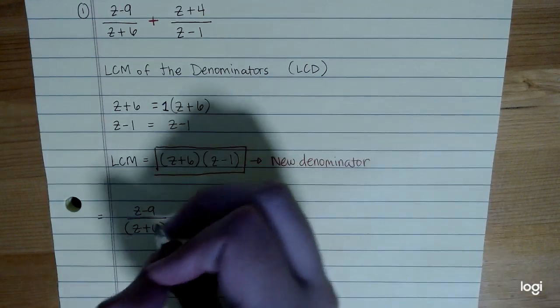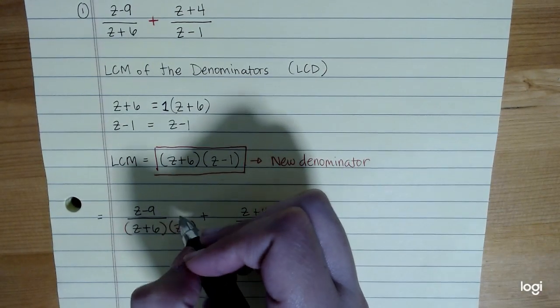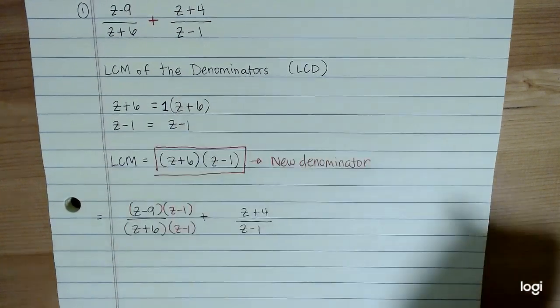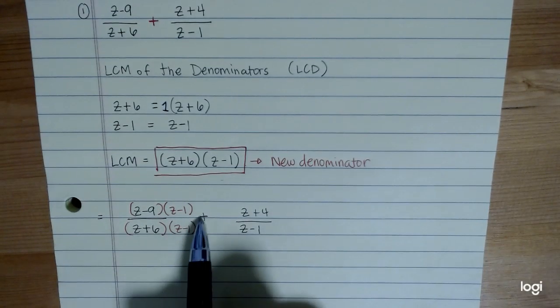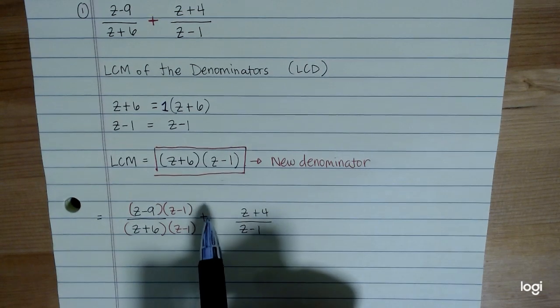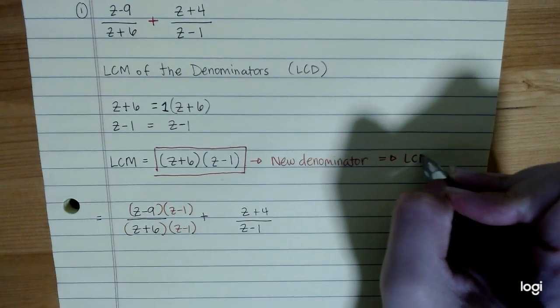Now we do call it a convenient 1 because if we multiply with it on the bottom of that fraction, we also have to multiply with it on the top of the fraction. So if you notice, this rational expression's denominator now looks like our least common multiple of our denominators, which we call, again, our LCD.